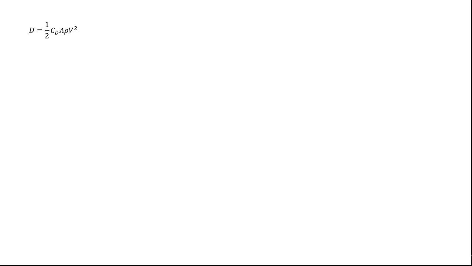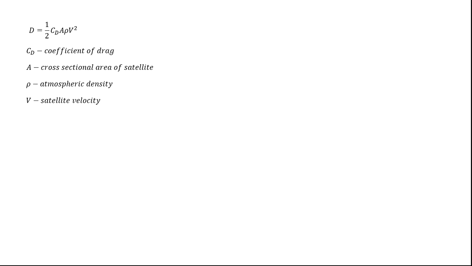The atmosphere will cause an orbiting satellite to lose energy. It will ultimately spiral down to the surface of the Earth. The drag force on a satellite is expressed with this equation. C sub d is the drag coefficient. A is the cross-sectional area of the satellite, rho is the atmospheric density, and v is the satellite's velocity. If this is the velocity vector, and if this is the surface that is normal to the velocity vector, then the area of this surface would be the cross-sectional area.